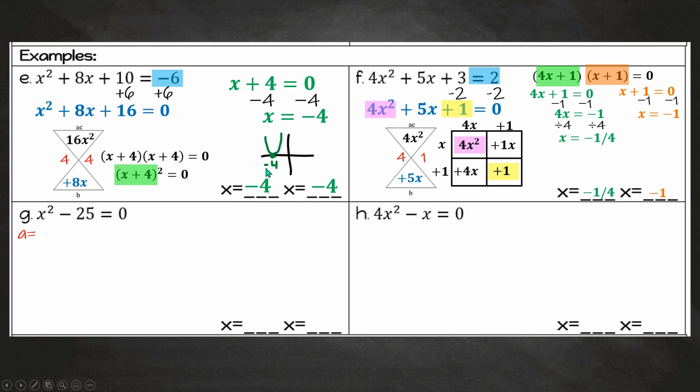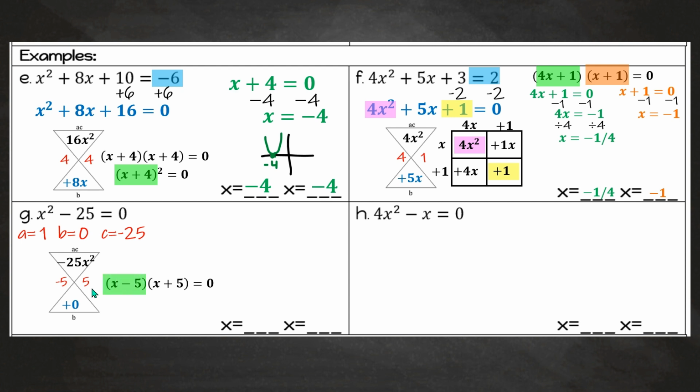All right. So here in example G, it looks a little bit different because we have an a term of 1, we have a b term of 0 because there is no b term here, and we have a c term of negative 25. So we need to figure out what two numbers multiply to give me negative 25, but add together to give me 0. Well, if you know anything about your factors of negative 25, it's just 1 and 25 or 5 and 5. But because this is negative 25, I'm going to have negative 5 and positive 5. So my factors are x minus 5 and x plus 5.